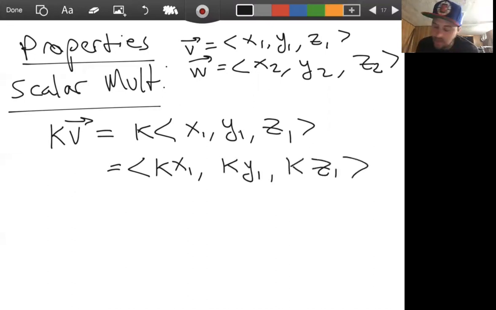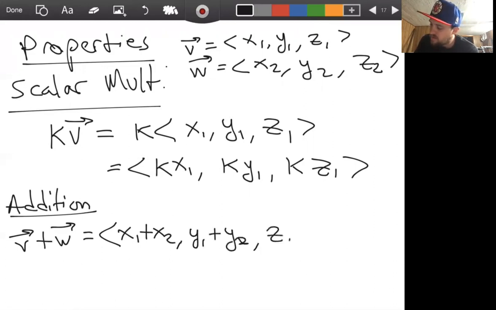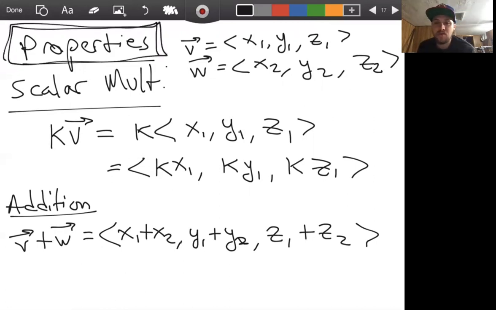We have vector addition and subtraction. I'll just write addition right now, right? If we have v plus w, this is the vector <x1 + x2, y1 + y2, z1 + z2>, right? Subtraction is defined in a similar way here. And the last two properties I want to remind us of, but just record them in the three-dimensional setting, are magnitude and unit vectors in the direction of a given vector.